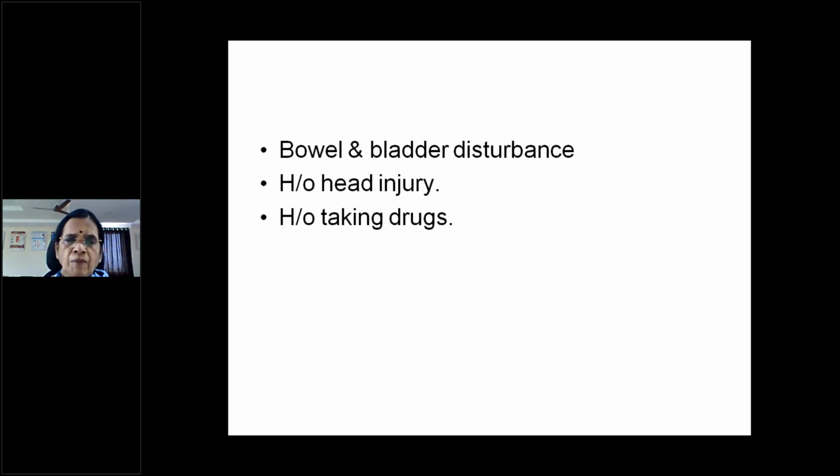Usually in bowel disturbance, they can have retention, or they may complain of incontinence of the bowel. In the bladder also, they can have incontinence of urine. When the patient comes with a cerebrovascular accident and the higher centers are affected, there may be incontinence of urine. Or sometimes there may be retention of urine, depending upon the sympathetic or parasympathetic involvement. A spastic bladder can be there, or incontinence, urgency, or precipitancy.